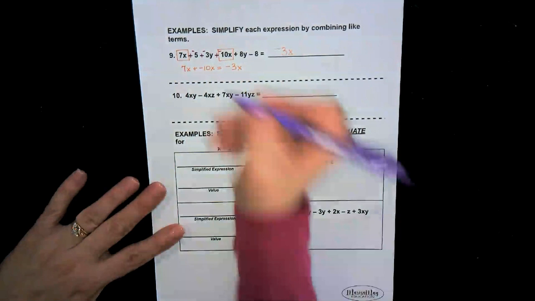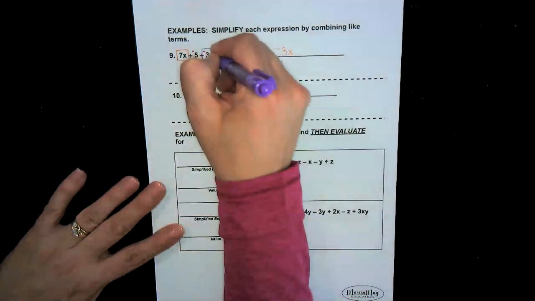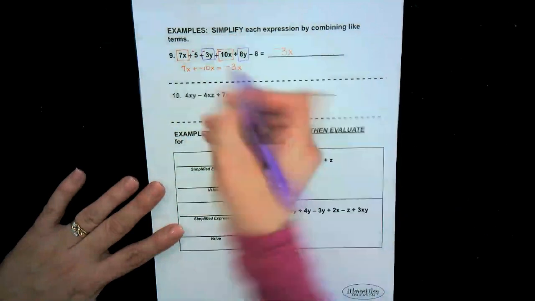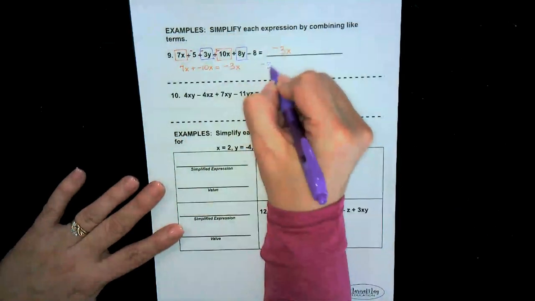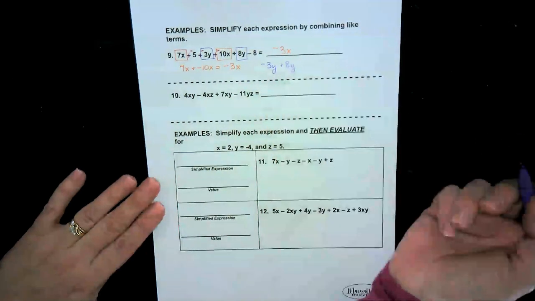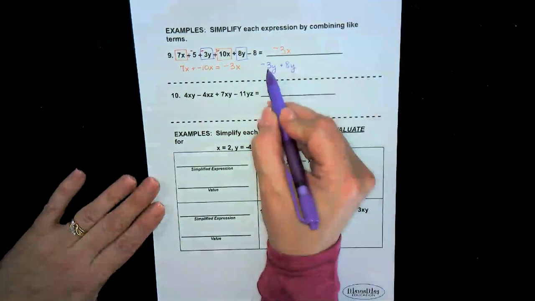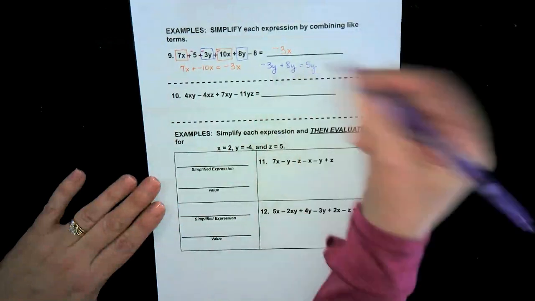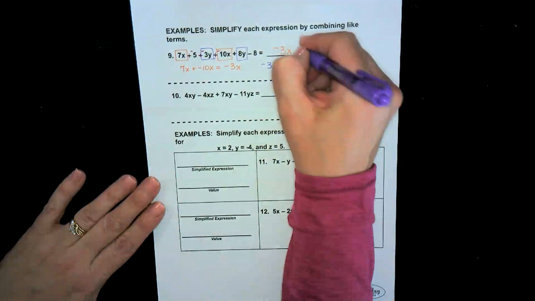Next, let's do the terms that have just a y with them. And this one I will put a square around again. So in this case, we're taking negative 3y and we're combining it with 8y. Again, we're going to add the numbers in front. Negative 3 plus 8 gives me 5y, not changing the exponent there at all.